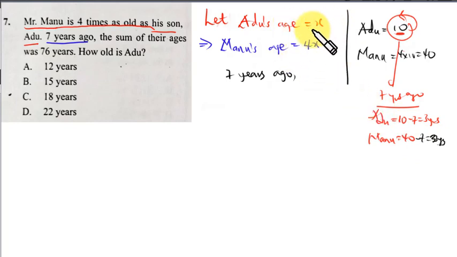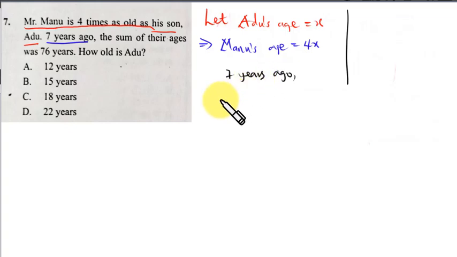So currently we don't know their ages. This was just an assumption, so we don't know their ages. So 7 years ago, Adu's age will not be just x. Adu's age will be x minus 7. 7 years ago, that means we have to subtract 7 from Adu's age now. His current age is x. So 7 years ago, he was x minus 7 years.